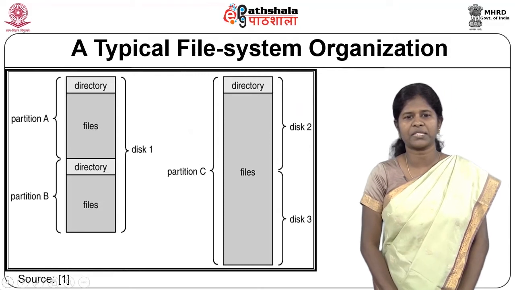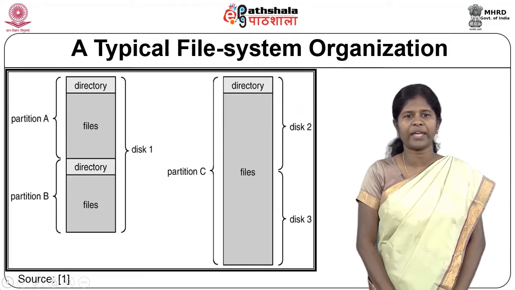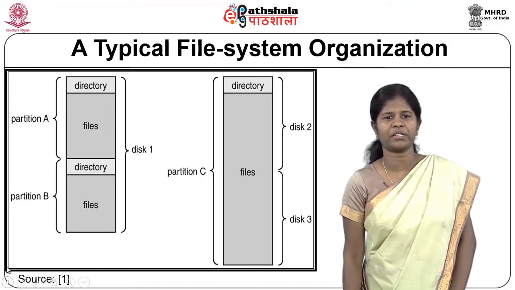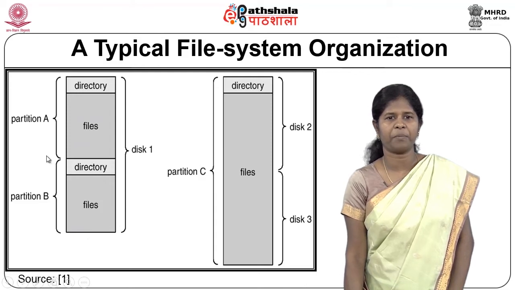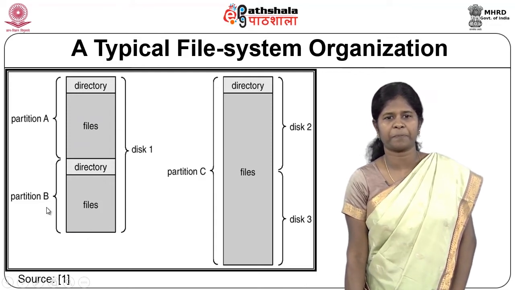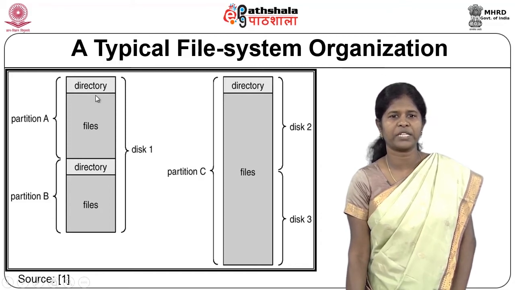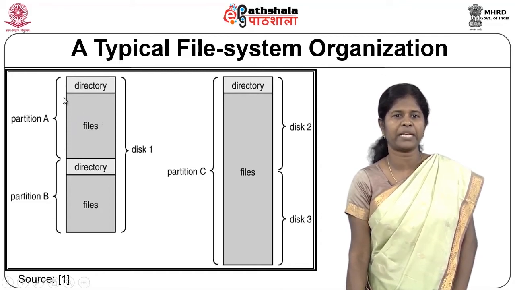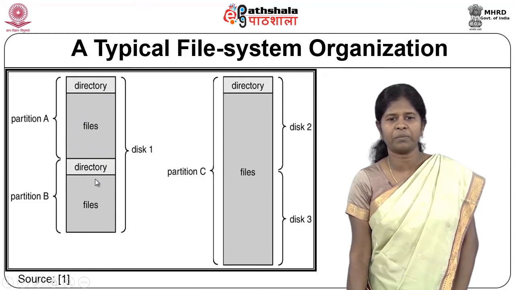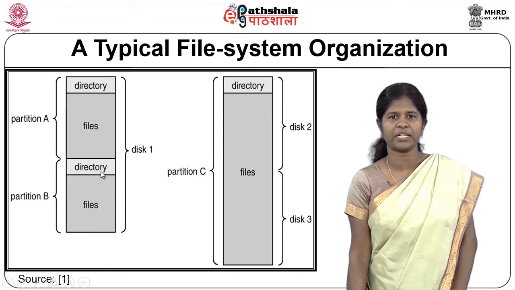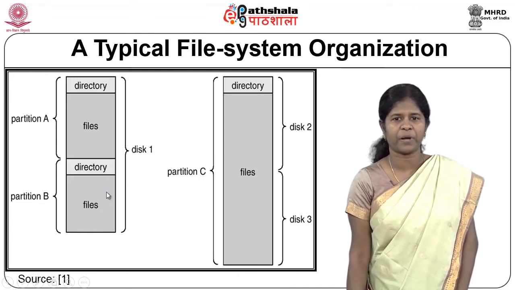So, here this diagram shows a typical file system organization. You can see that in one disk there are two partitions, partition A and partition B. In partition A, you have a directory which gives details about the different files placed in this partition. Partition B can have another file system which also has a directory which gives details about all the files kept in this partition.